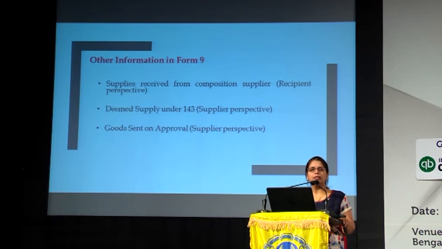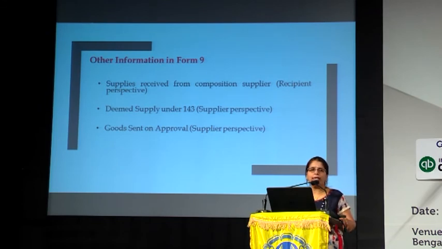Then it requires certain other information also in Form 9. That is supplies received from a composition supplier. They also want the information on deemed supply under 143 and goods sent on approval. Actually, I had an interaction with some of the officers. I wanted to know why the government is looking for this information. Because already if you are treating it as a deemed supply, it will be called as B2B supply. Or if you are sending goods on approval, and if it is not returned within 6 months, it is already a B2B or B2C transaction. So why is this special disclosure required?